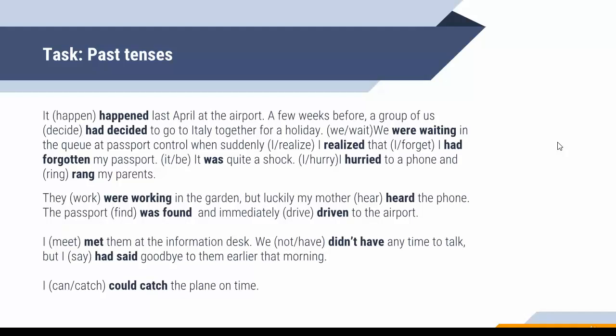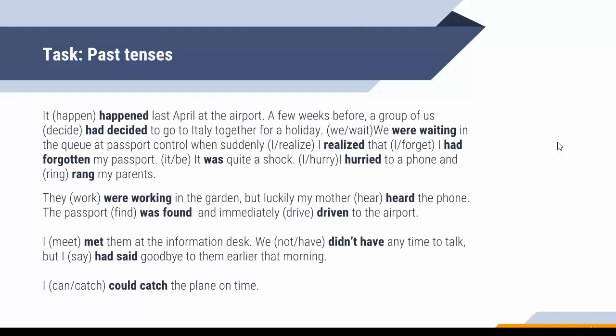I had forgotten it before we started waiting. Because of that, past perfect. It was quite a shock. Main story. I hurried to a phone and rang my parents. Actions that happened one after another. They were working, continuous action, in the garden. But luckily my mother heard, in the middle of working, so in the middle of the continuous action, she heard, past simple, the phone. The passport, be careful here, was found and immediately driven.